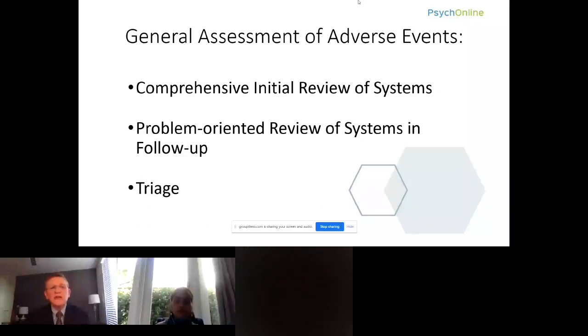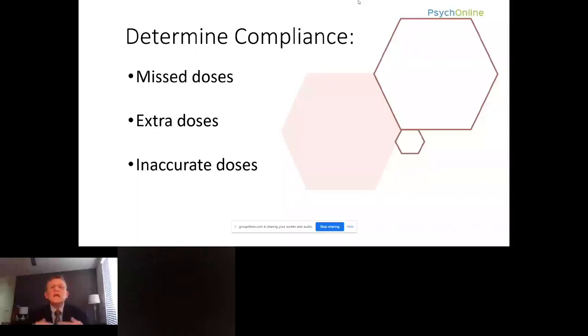And then at every follow-up visit, you want a problem-oriented review of systems also. And this will help you with your triage. Initially, when you hear that there's an adverse event, ask first about compliance. Have there been any missed doses, which may have triggered, for example, discontinuation syndrome? Have there been any extra doses, which might have triggered some toxicity?